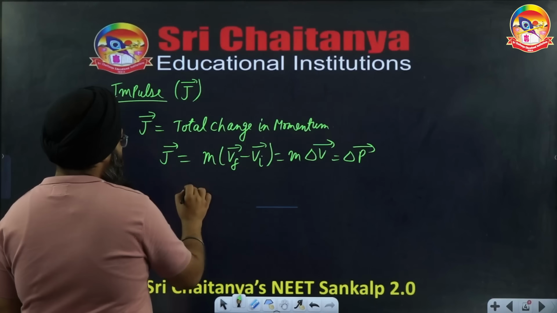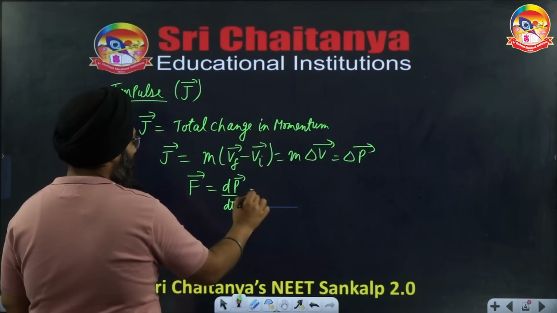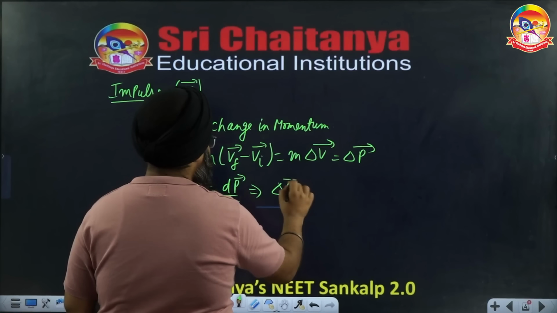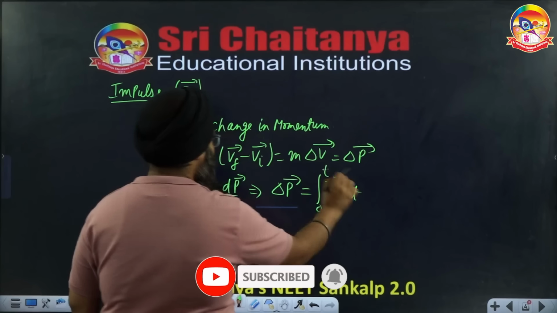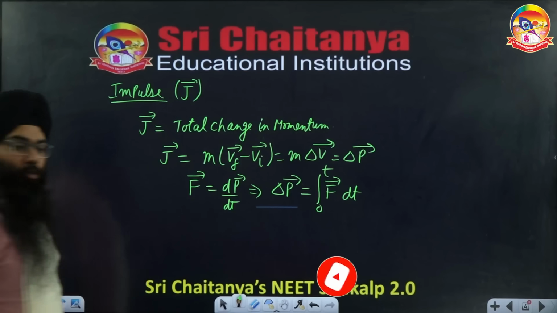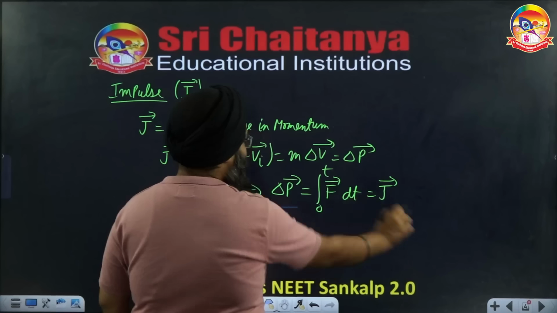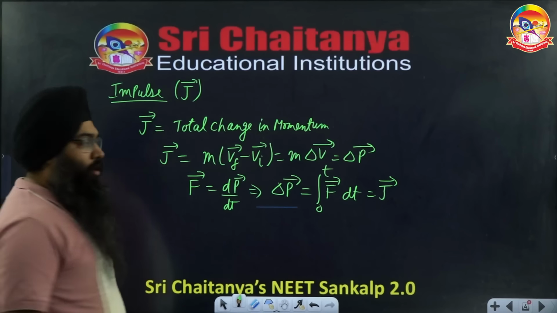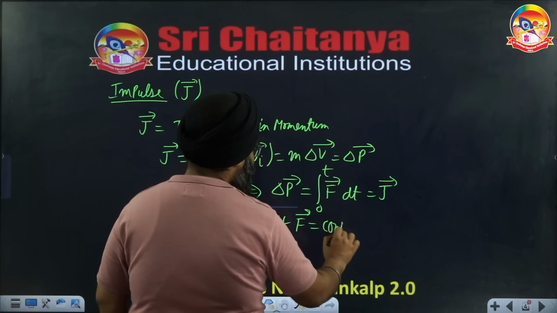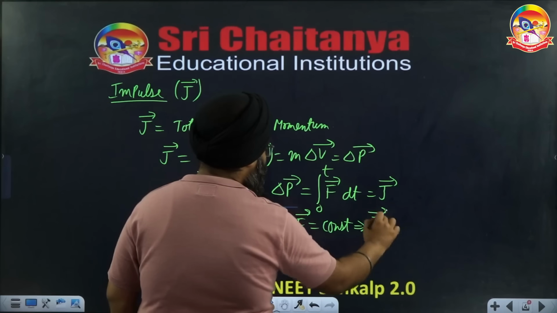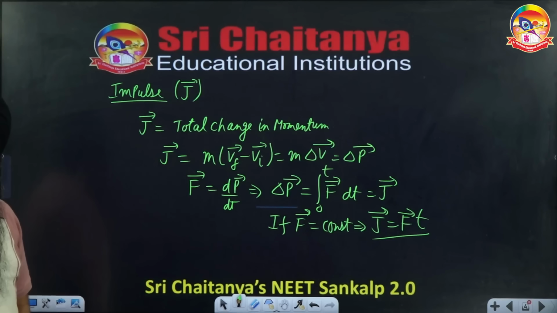And one more thing, because I know that net external force is equal to dp vector by dt, what will be the total change in momentum? Total change in momentum will be the integration of f vector into dt from 0 to t. So I can also write impulse as the integration of f vector into dt from 0 to t. If your force is constant, in that case the impulse will be given by f vector multiplied by t.